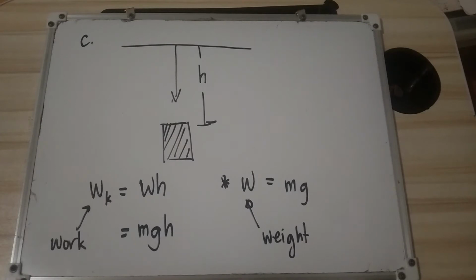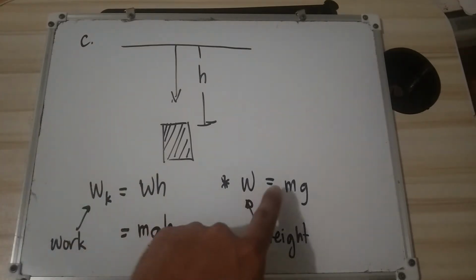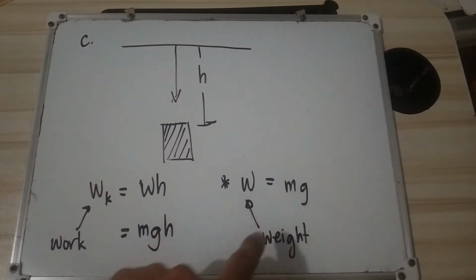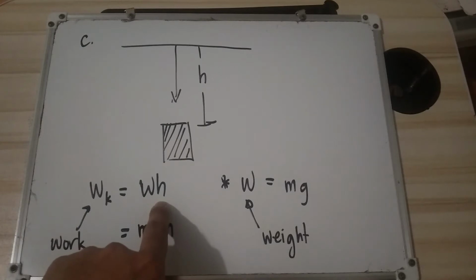Case letter C. If an object is lifted above the ground, the force is needed to move. It is equal to the weight of the object. The work done in this case equals weight, which is mg, times the vertical distance, h.